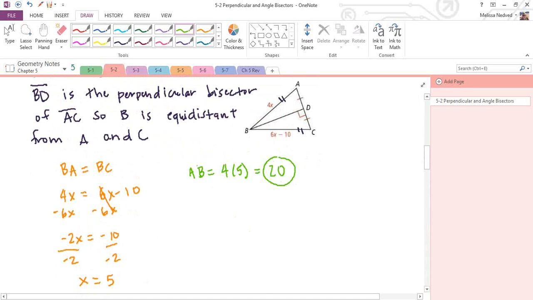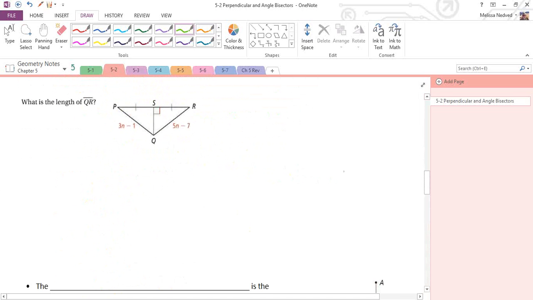Let's try one more like that. Got a new picture here. I've got triangle PQR, and I'm looking for the length of QR. Now again, hopefully you're starting to pick these things out. Look at QS. Notice it's perpendicular and S is a midpoint. So again, I've got a perpendicular bisector.